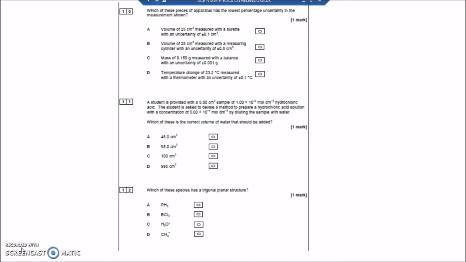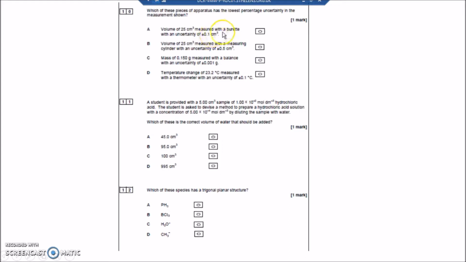Question 10. Which of these pieces of apparatus has the lowest percentage uncertainty in the measurement shown? So let's have a look. We've got a volume of 25 centimeter cubed being measured out on a burette. Remember, a burette, you take a reading at the start and the end, so you take 2 readings. Each reading has an uncertainty of plus or minus 0.1 centimetre cubed.